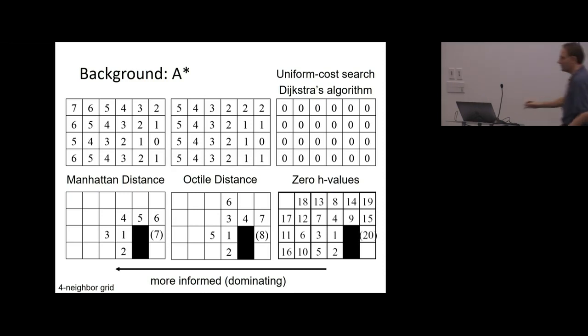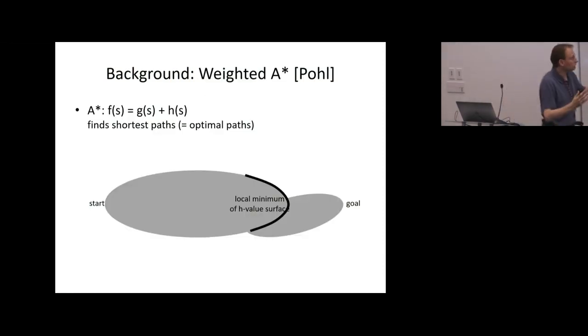So what we can learn from this here is that it finds shortest path if you use it with a consistent heuristic. But the amount of work that it does depends on how large these H values are. If you pick bad ones, that's the amount of work.